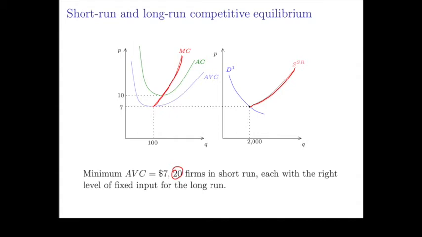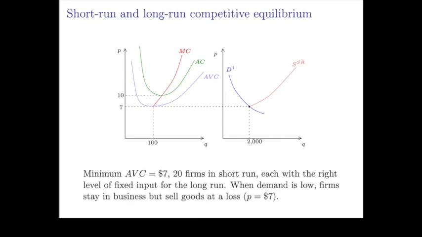The minimum average variable cost here is $7, and at $7 the firms supply 100 units, and if we have 20 firms, then at a price of $7, those 20 firms are going to produce 2,000 units. Now let's say for the sake of argument that we started in a world where the demand curve was just so that it crosses the supply curve at exactly that point. So the equilibrium is going to be a price of 7, quantity of 2,000.